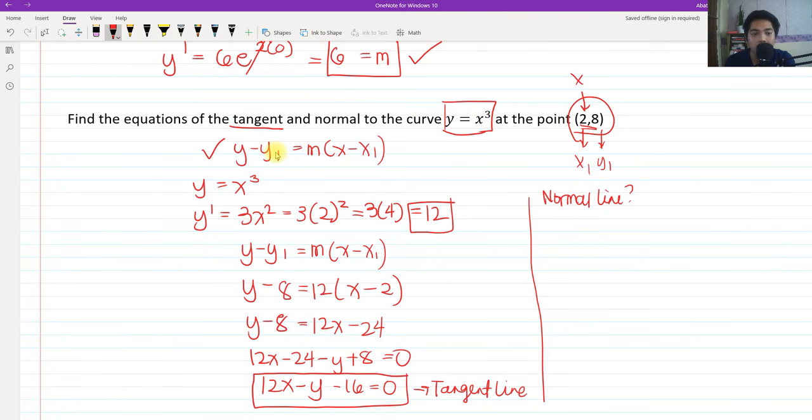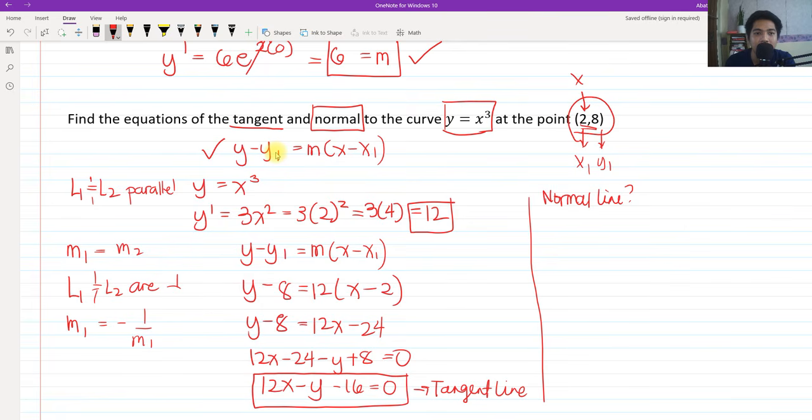Okay, so we know that if we have parallel lines, let's say m sub 1 or line 1 and line 2, if they are parallel, they have the same slope. But if L sub 1 and L sub 2 are perpendicular, they have the negative reciprocal of each other. And that is what the normal line is. It is perpendicular to the tangent line at this point.